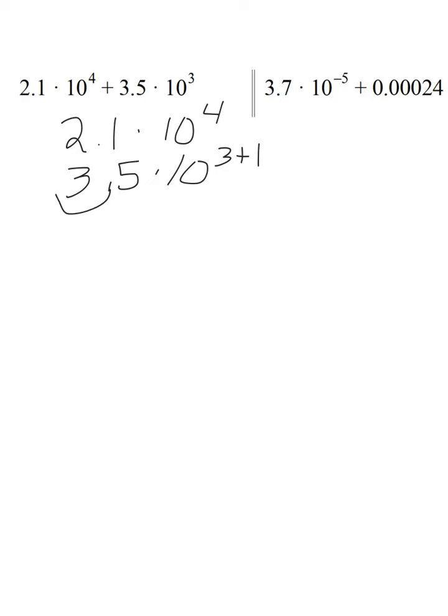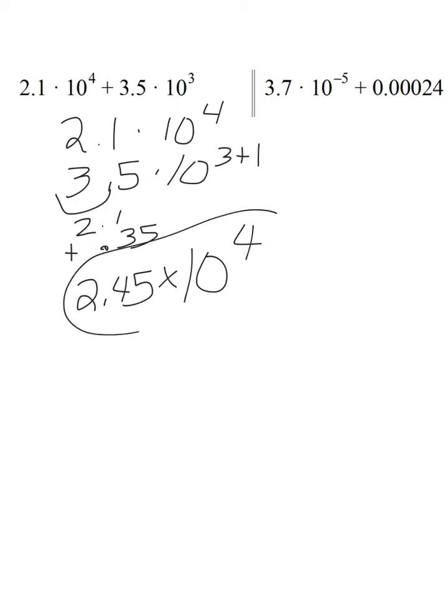Okay, so now my power of 10 is going to be 10 to the fourth because they're both to the fourth. To get my base, I need to think what's the 2.1 and its addition. The decimal's now in front of the 3, so it's plus 0.35. So I do that addition and I get 2.45. So now that becomes my final answer. It's 2.45 times 10 to the fourth.